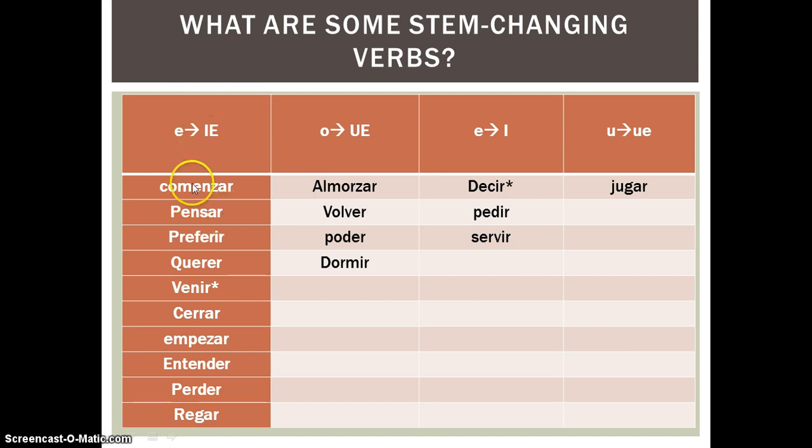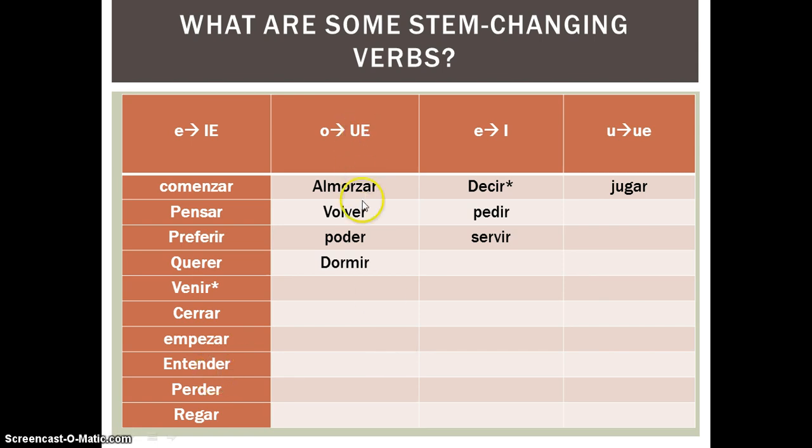So E to IE, we have comenzar, pensar, preferir, querer, venir, cerrar, etc. And it will be the next to last syllable that has the change. So if the word only has one E, it's pretty simple to see where the stem change happens. However, with a verb like preferir, where there are 2 E's, you need to remember the next to last syllable rule. So we start at the end with the IR and we jump 1 back, and so we know that the stem change happens on the second E, not the first. And that's going to apply to empezar, entender, and any verb that has multiple syllables, multiple E's, you need to do the next to last syllable.